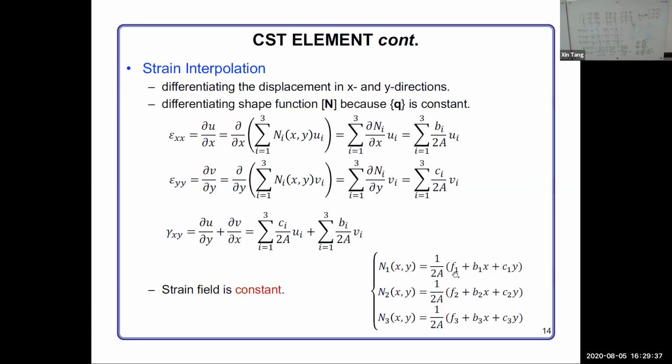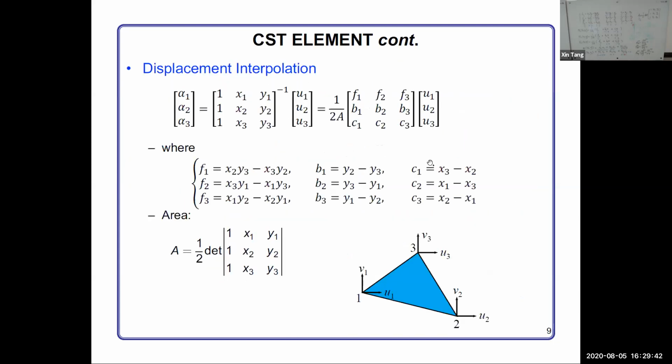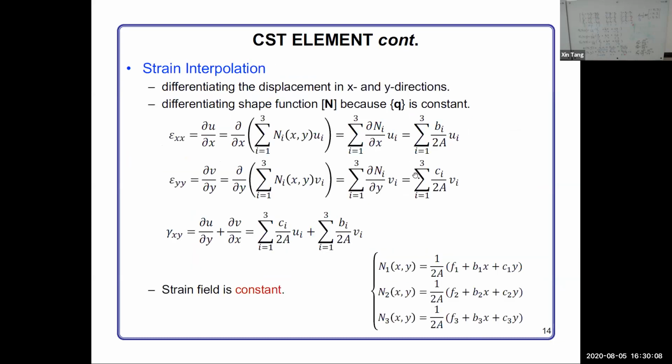Remember F, B, and C that we put here. They are functions of the nodal coordinates of these 3 points, so they are also constant values. The X and Y on these 3 points are known, so they are constants. The only variables are X and Y, so these contain X and Y as linear functions.